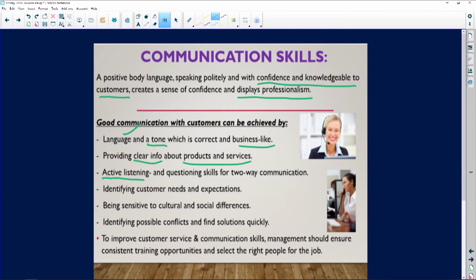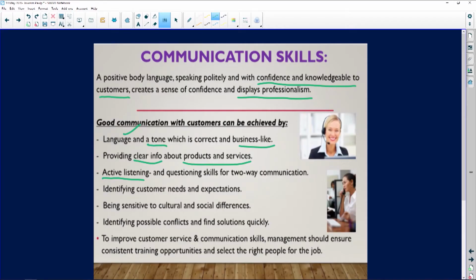Active listening, this means that there's two-way communication. The best way is when a customer asks a question, you respond back, and at the end of your response, you kind of confirm what the customer asked, and he in return will say, yes, that's exactly what I mean, or no, you don't understand. So two-way communication is very important. Try to identify the needs and expectations of the customer and try to fulfill it. Be sensitive, especially when working with different cultures as well as difference in social streams. Identify where there could be possible conflict and find a solution.